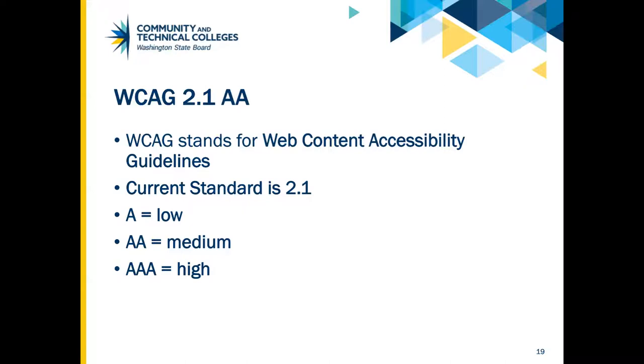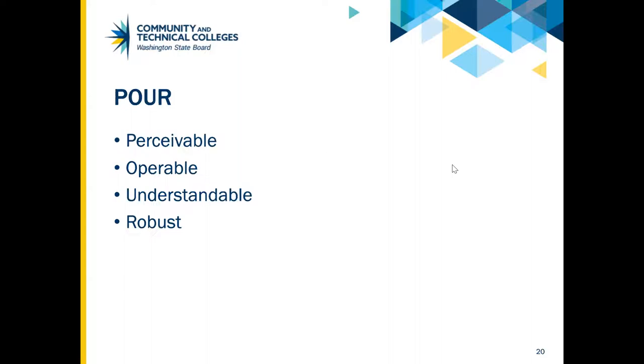The standard we hold our web content to is WCAG 2.1 AA. WCAG stands for Web Content Accessibility Guidelines. The current specification is 2.1, and we adhere to level AA, which is a medium target. A is low and AAA is high. AAA is almost impossible to achieve. AA includes all of A as well. To understand if our site meets this specification, we need to check for POOR. POOR stands for Perceivable, Operable, Understandable, and Robust. What exactly does that mean? Let's look at some examples.